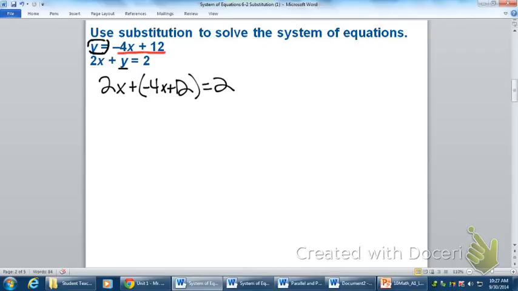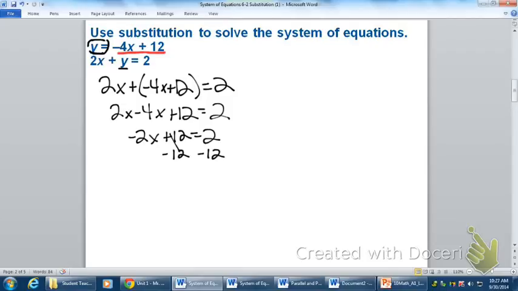You're flat out solving. Now, that negative 4x is going to make that a minus 4x right here. I'm just going to rewrite it just like that, is equal to 2. Now, 2x minus 4x gives me negative 2x plus 12. To get x by itself, minus 12 from both sides. That gives negative 10. I substituted my first equation in for y.